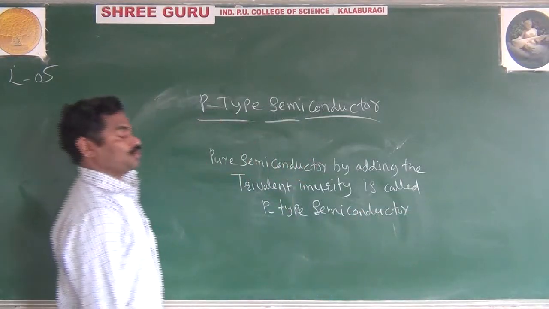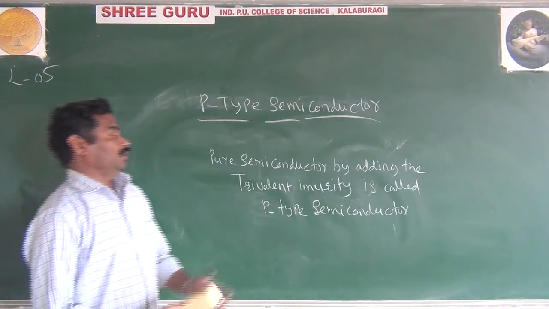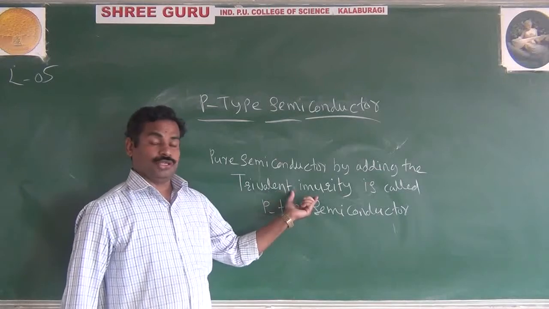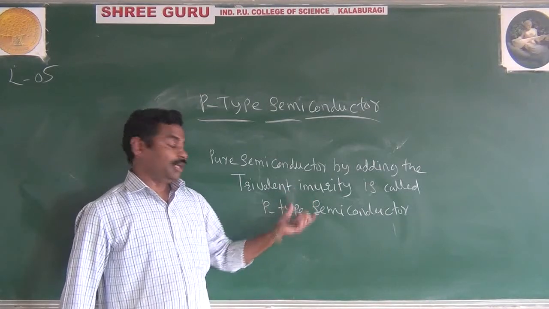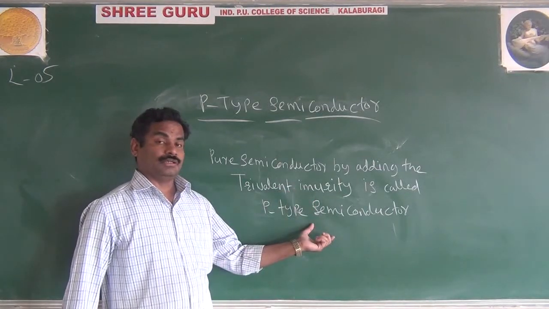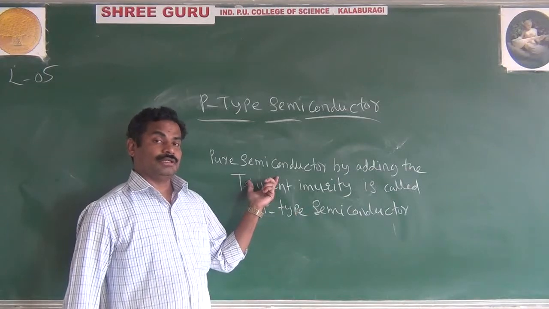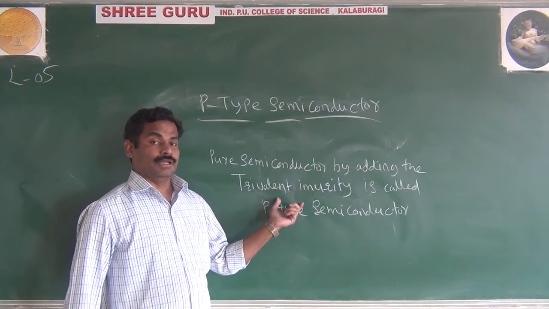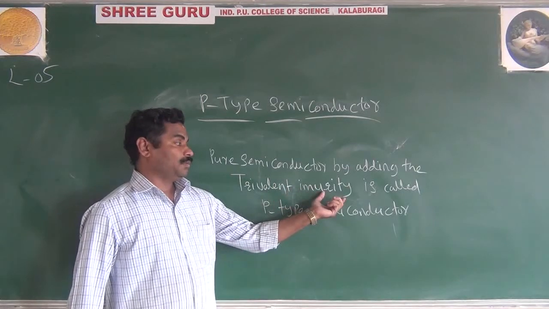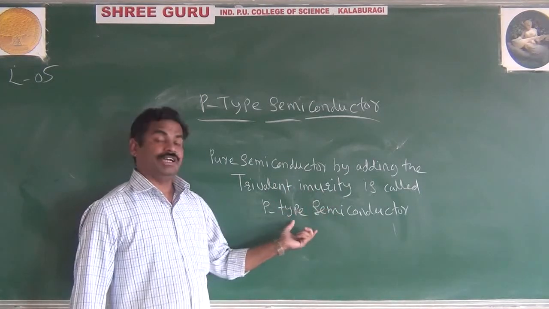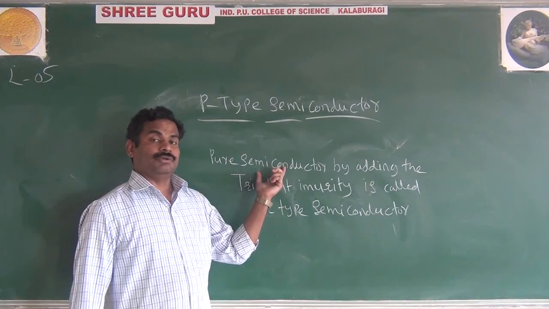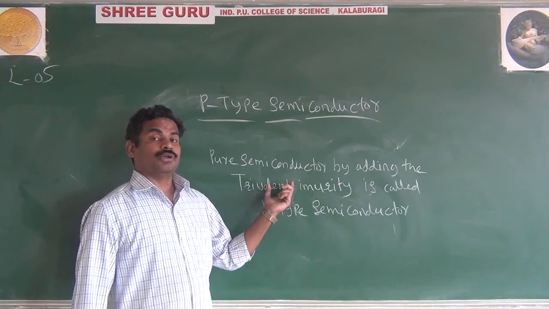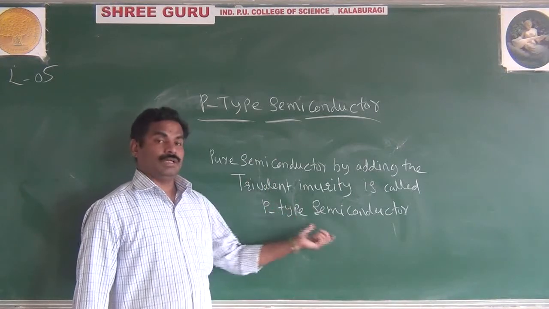It means if you take a pure semiconductor and add trivalent impurities, maybe boron or aluminum, that becomes the p-type semiconductor.